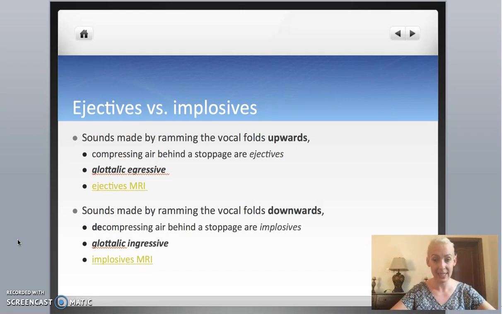And you will find in the description of this video the links to videos showing what exactly is happening in the vocal tract as you produce an ejective or an implosive. And you can also hear these sounds being produced. So listen to them before watching the next video.